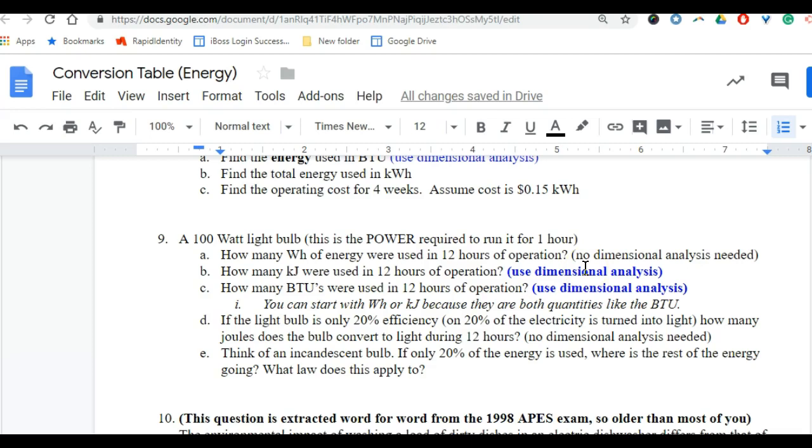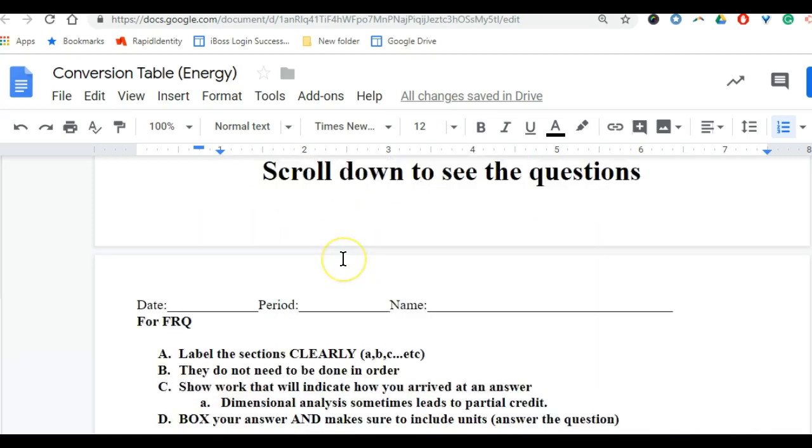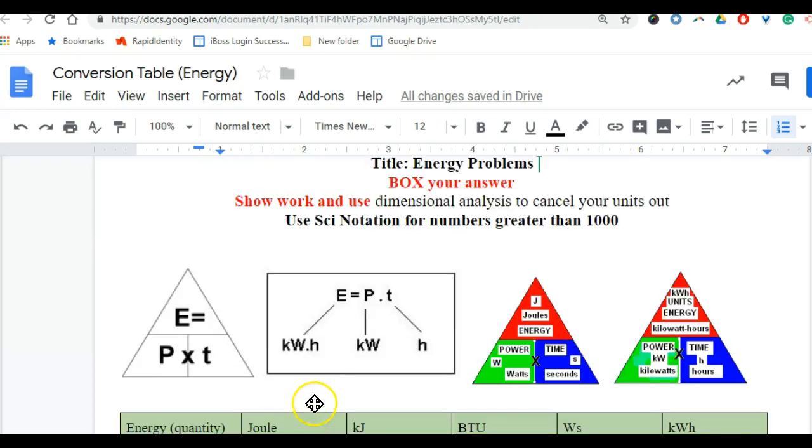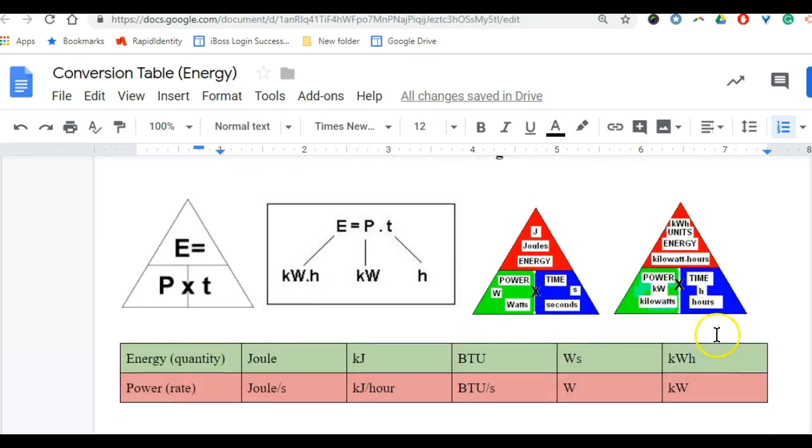Now again, no dimensional analysis is really needed here, because coming back here, energy is equal to power times time. So if you have power at 100, how many hours did it run for? 12. Then you can get an energy, and it doesn't have to be the kilowatt hour. It could be any of these. So like if you did BTUs times this, then you can get a unit for energy.